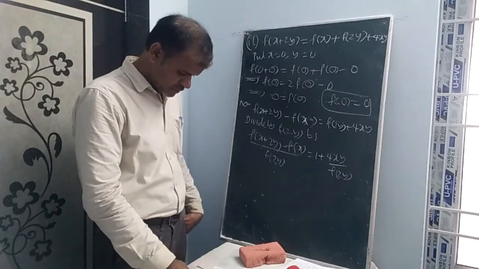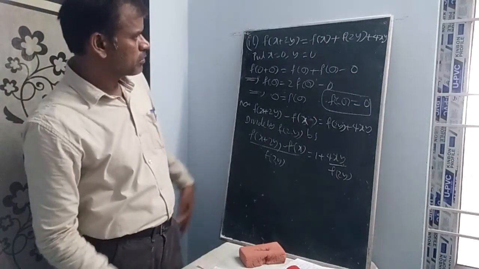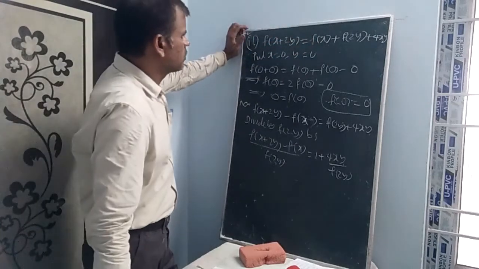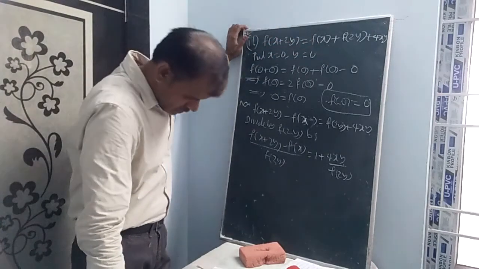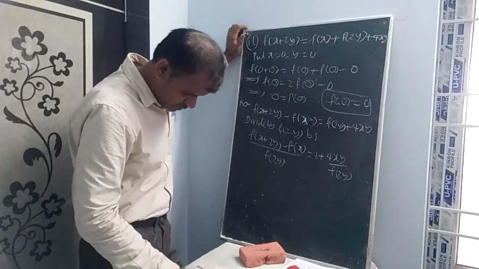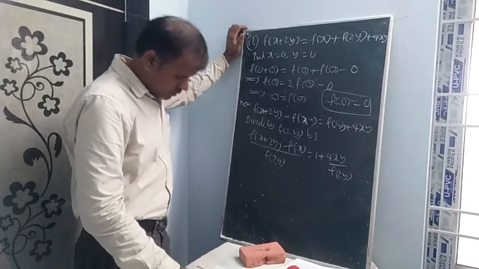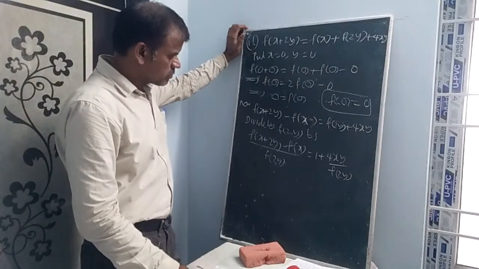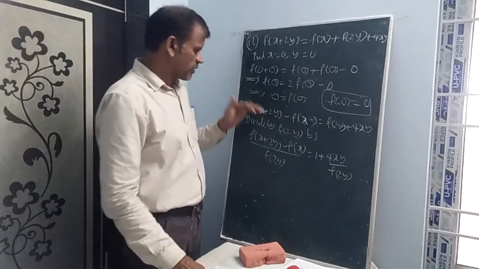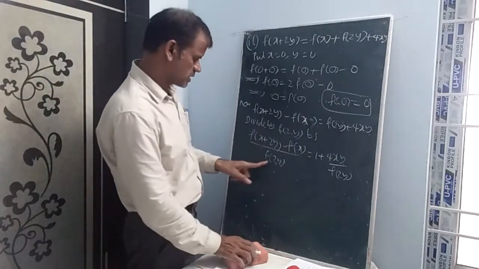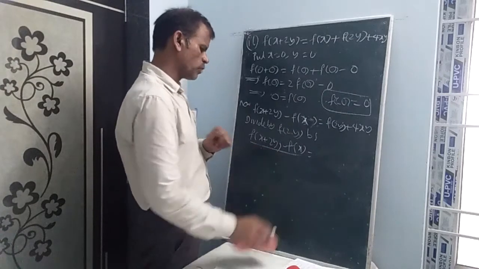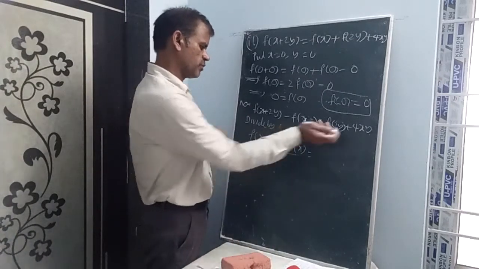Maybe you divide with the 2y. Let us verify. Let us see the question: f of x plus 2y is equal to f of x plus f of 2y, given, plus 4xy. f of x plus 2y minus f of x. Let us consider dividing by f of 2y is the wrong way. We should divide with the 2y, not f of 2y.